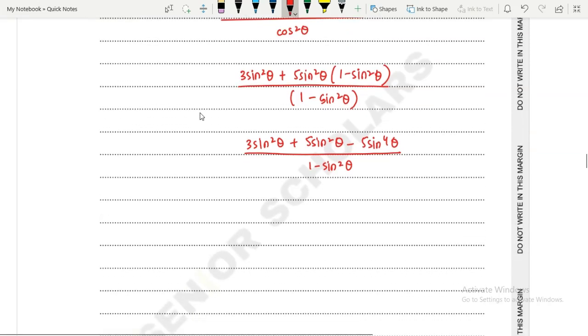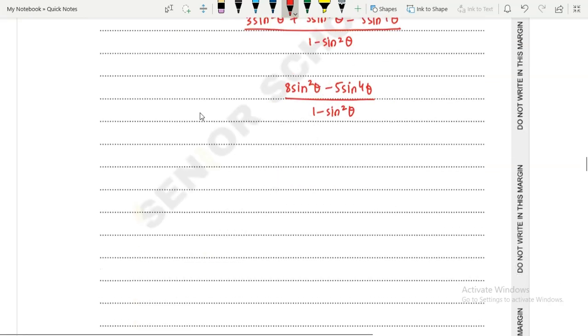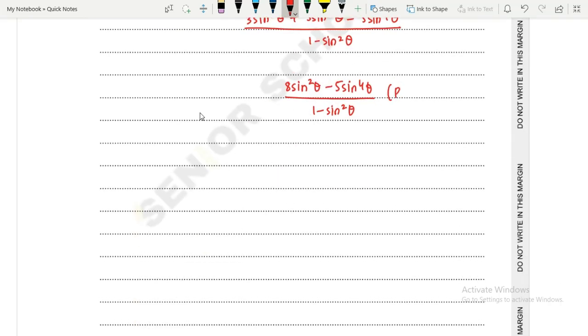Let's just simplify this now. It comes out to be 8 sine square theta minus 5 sine quad theta, divided by 1 minus sine square of theta. So this is your answer. Okay, we have proved, so you can say proved here.